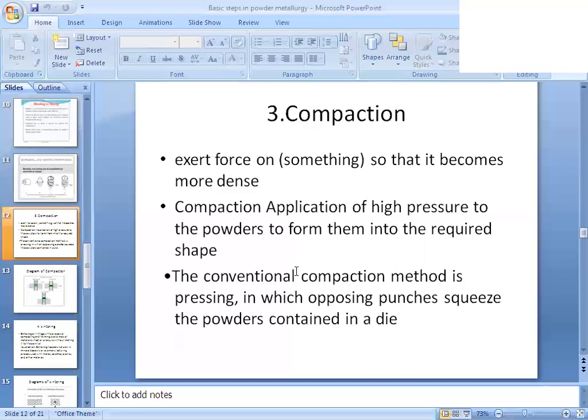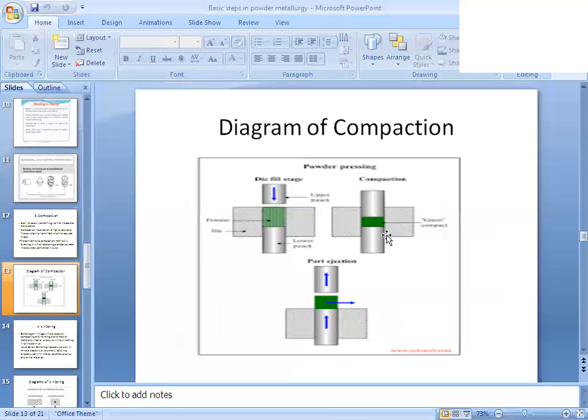For your better understanding, I will show the image. I think you will clearly understand. You can see the slide over here, the diagram of compaction. It is very simple and you can understand it very easily. Three diagrams are there. The first one is what I said a minute ago: the die, shown by the lines, the lower punch, and the upper punch with an arrow mark and a gap between the lower and upper. The green color is the metal powder.